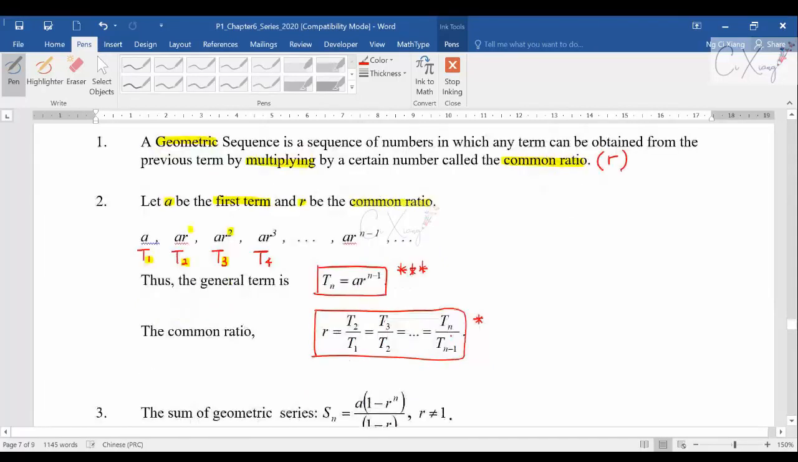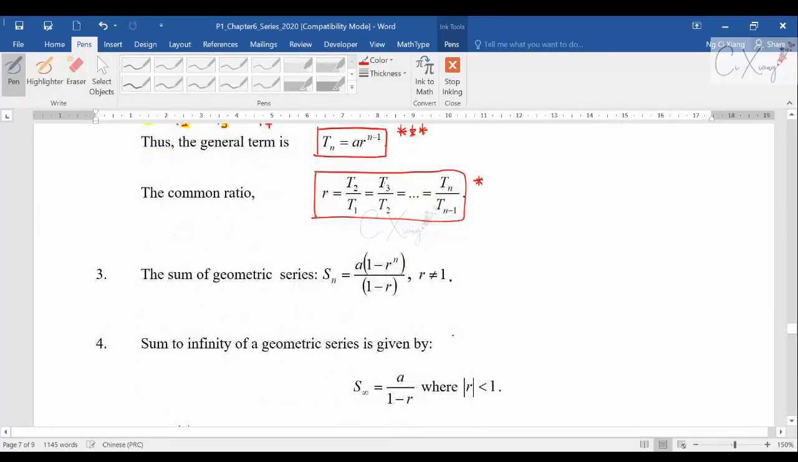Next, besides the general term and the common ratio, you also need to know the sum of the first n terms. The formula is Sn equals A times 1 minus R power n, divided by 1 minus R. Please take note that R cannot be equal to 1, because if R equals 1, then this is not a geometric series anymore. R must be a number which is not equal to 1. So this is the formula for the sum of the first n terms.